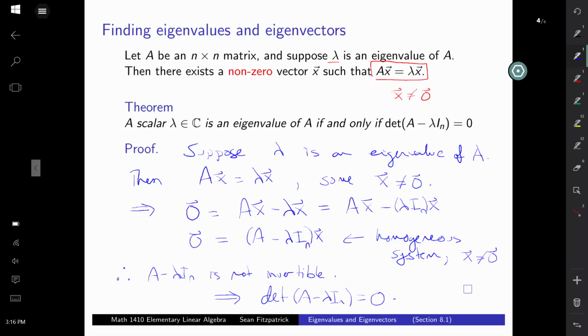So what we'll see in the next video is that this equation, this consequence of this result here, is an equation which can be solved for lambda. The way we figure out the eigenvalues is we figure out the values of lambda that make that determinant equal to 0, and that's going to give us our eigenvalues.